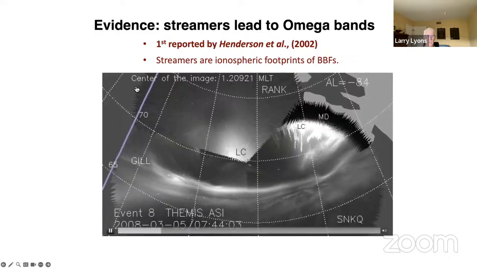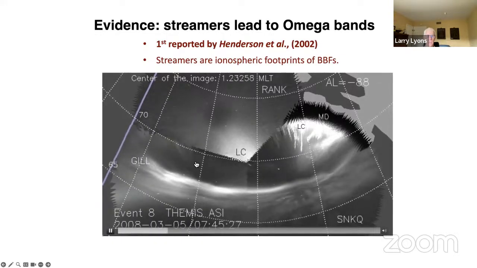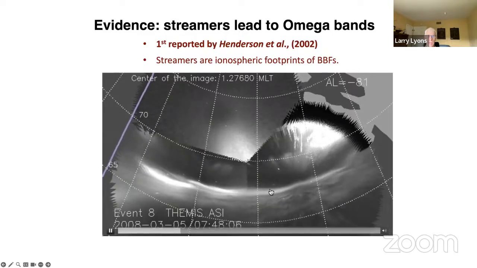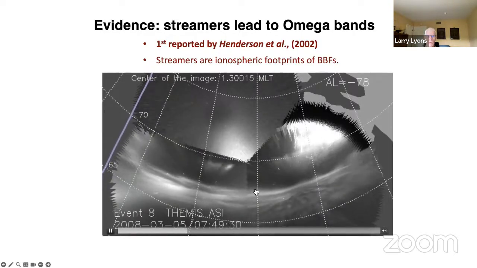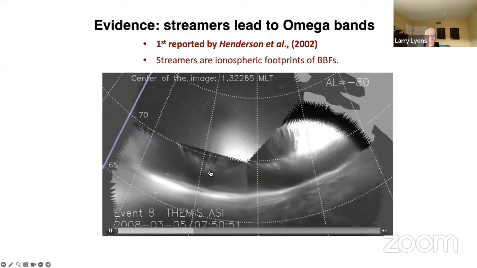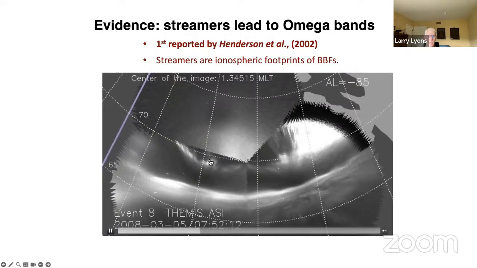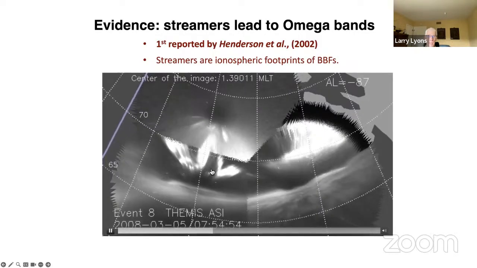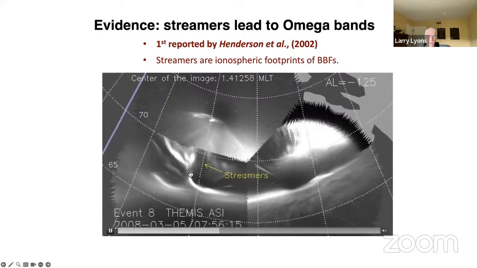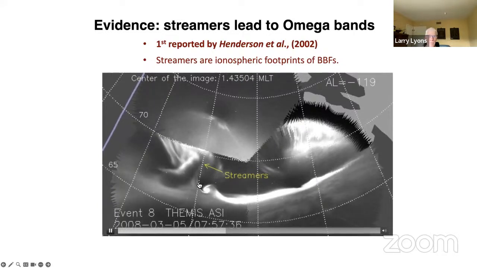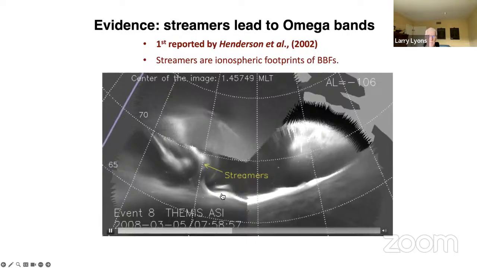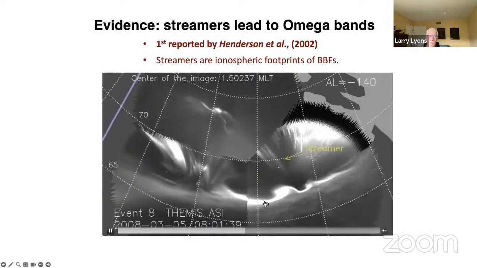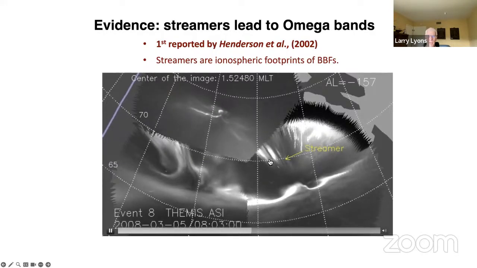And so flows coming in from the polar cap and leading to the DAPS. And then we start seeing PBI activity, but it's all staying poleward of the post-midnight auroral region in the region 2 current region. But then with time, it starts to extend equatorward as a streamer. And look, it pulls up the aurora from below, and we get that wave pattern along the post-midnight diffuse aurora, which is the omega bands.